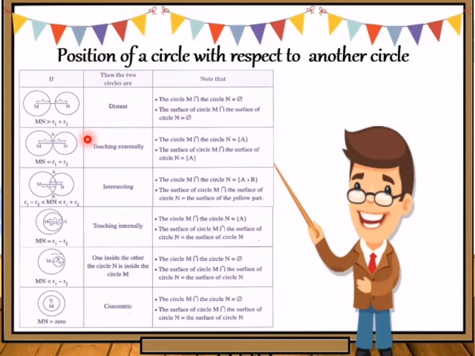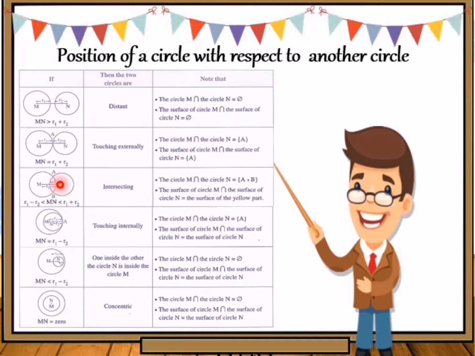The second case, if the distance between the centers of the circles equals the sum of radii, MN equals R1 plus R2, in this case the two circles are called touching externally, and the intersection between M and N equals the point of touching, the point A, and the intersection between the surfaces of M and N equals also the point A.